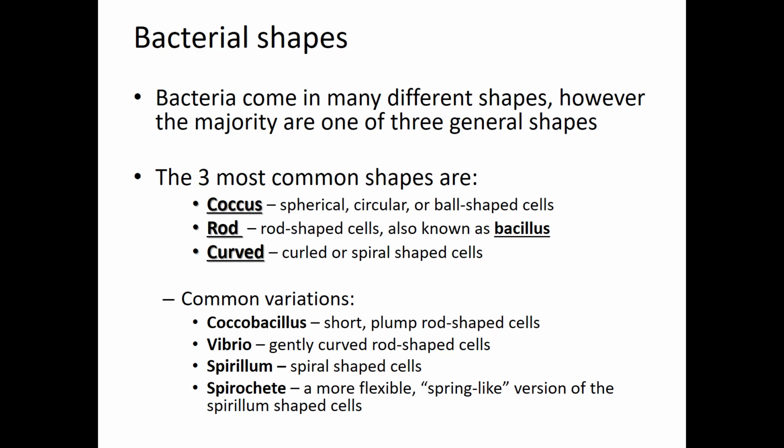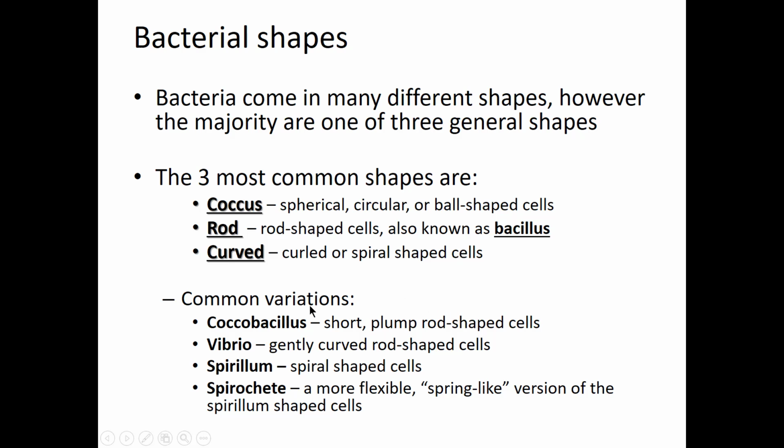So what you want to recognize is that there are three common shapes and then a variety of regular variations of those. This does not include everything, but it does include some of the most common. So coccus means a circle. Rod is rod-shaped. This will also be referred to as bacillus. So rod and bacillus. And then curved are cells that have some kind of spiral or slightly rounded but not fully circular kind of shape to them.